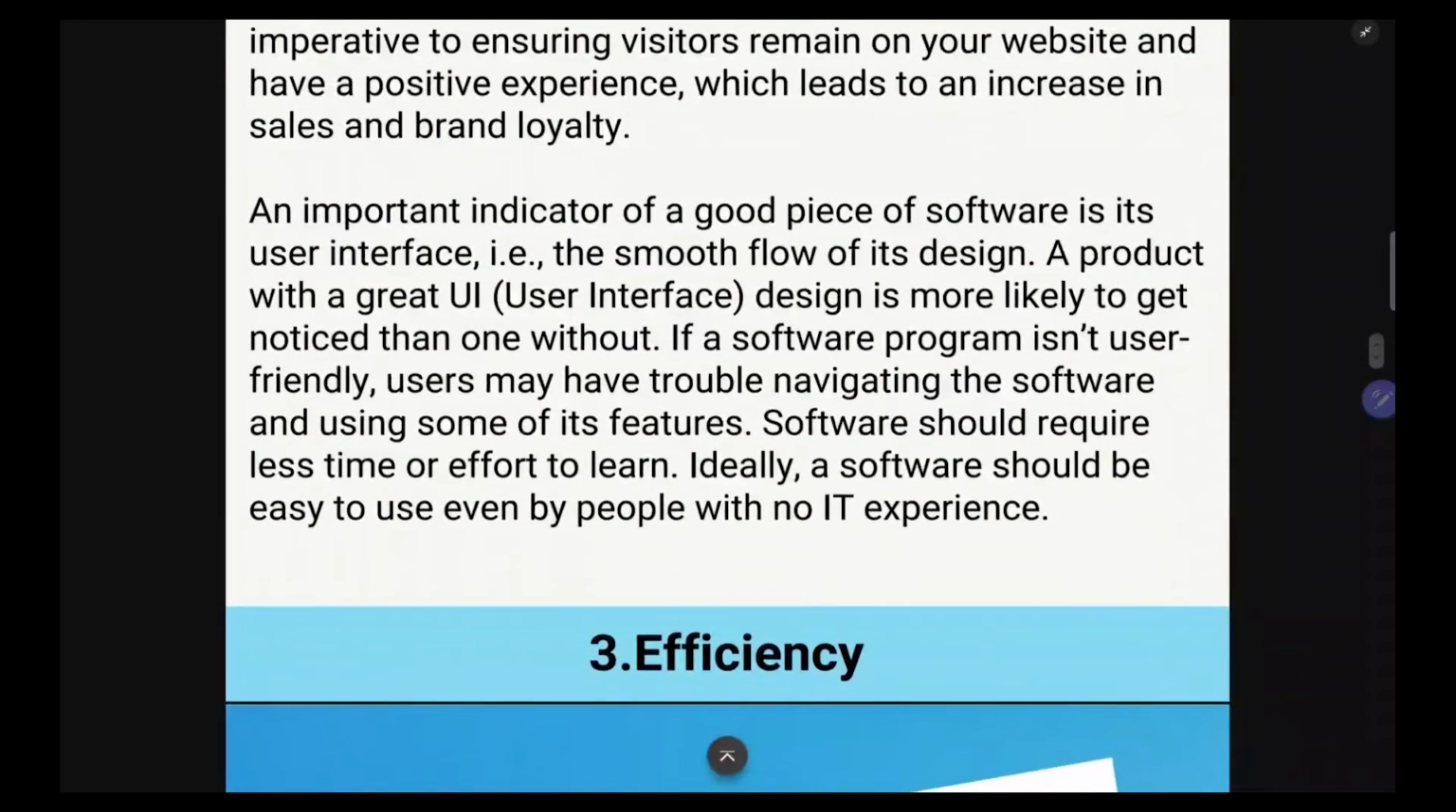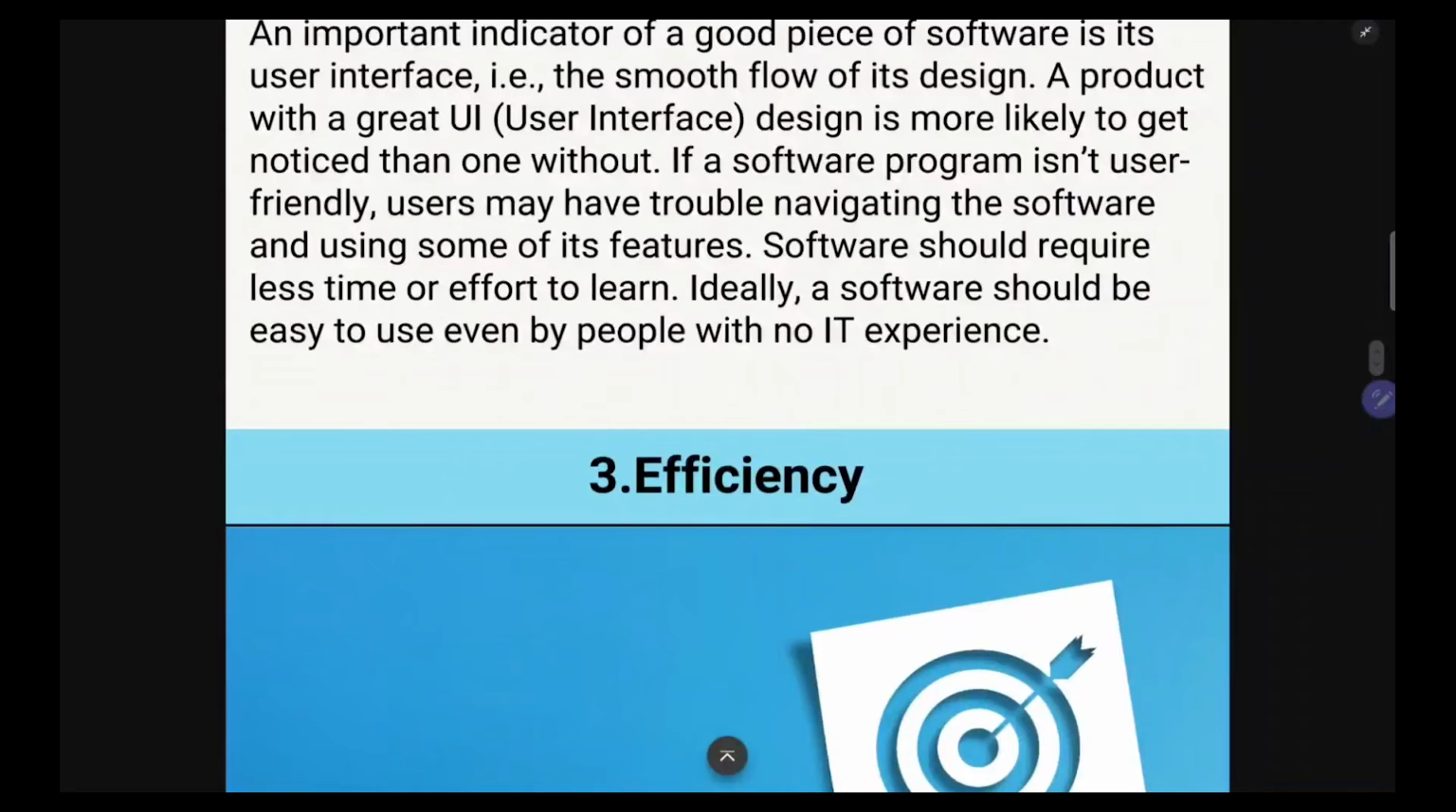An important indicator of a good piece of software is its user-friendliness. The smooth flow of its design. A product with a great UI or user interface design is more likely to get noticed than one without. If a software program isn't user-friendly, users may have trouble navigating the software and using some of its features. Software should require less time or effort to learn. Ideally, software should be easy to use even by people with no IT experience.